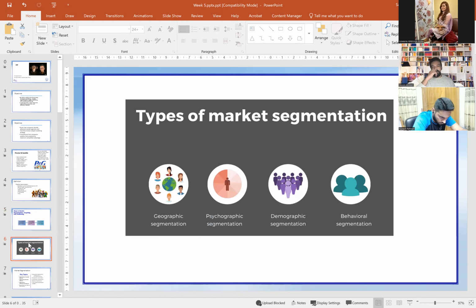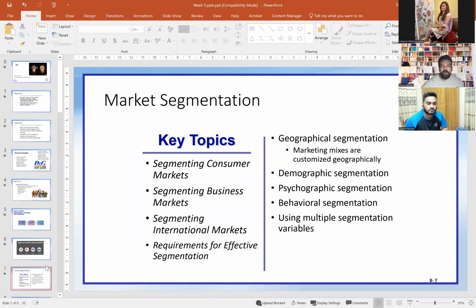So we will be talking about segmentation first, types of market segmentation. Primarily, there are four different segmentations that exist: geographic segmentation, psychographic segmentation, demographic segmentation, and behavioral segmentation. So let's get started with each of these one by one.